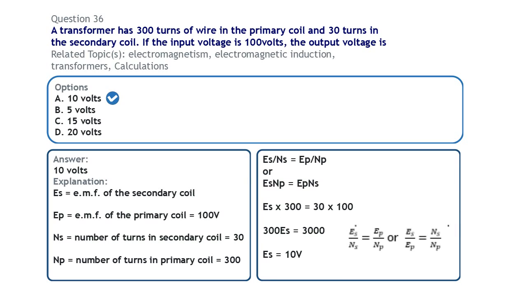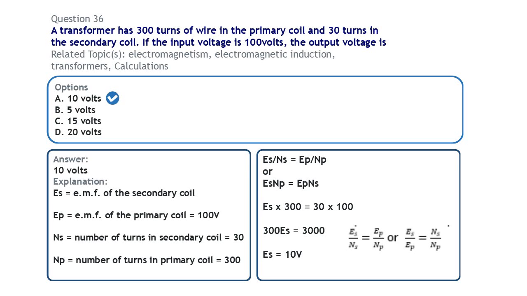Then we have this relation here: ES over NS is equal to EP over NP. Or if you cross multiply, you can say ES times NP is equal to EP times NS. So we then substitute some of these things that we have here. Remember that what we are looking for is this ES, the EMF of the secondary coil. So you say ES times the number of turns in the primary, 300, equals EP times the number of turns in the secondary.